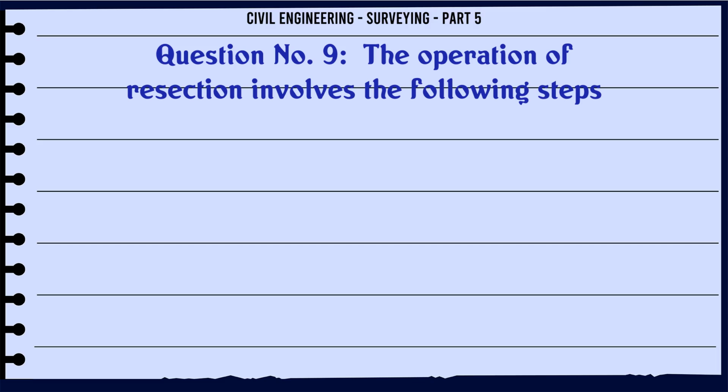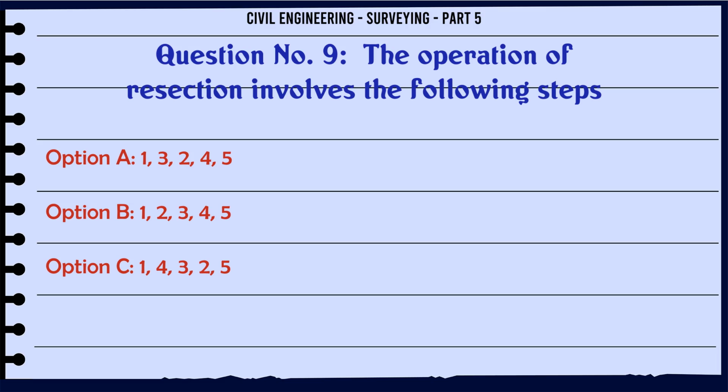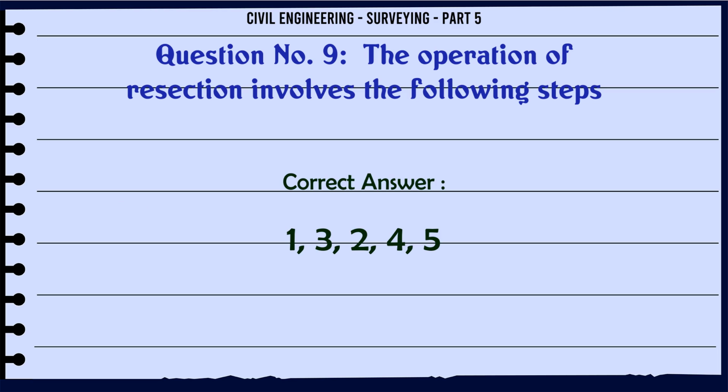The operation of resection involves the following steps: A. 1 3 2 4 5, B. 1 2 3 4 5, C. 1 4 3 2 5, D. 1 4 2 3 5. The correct answer is 1 3 2 4 5.